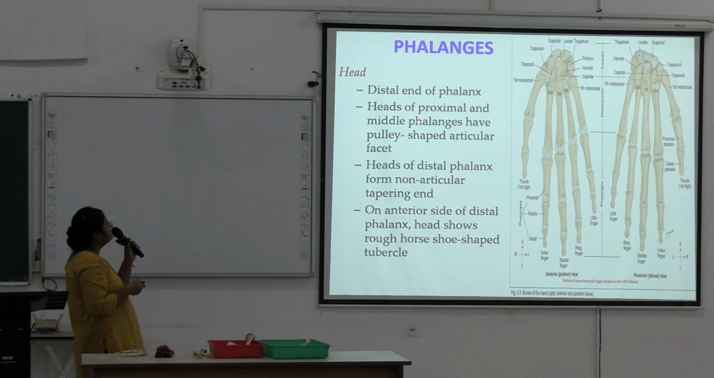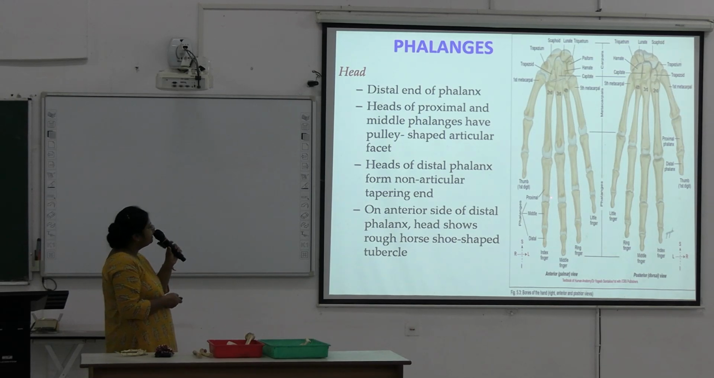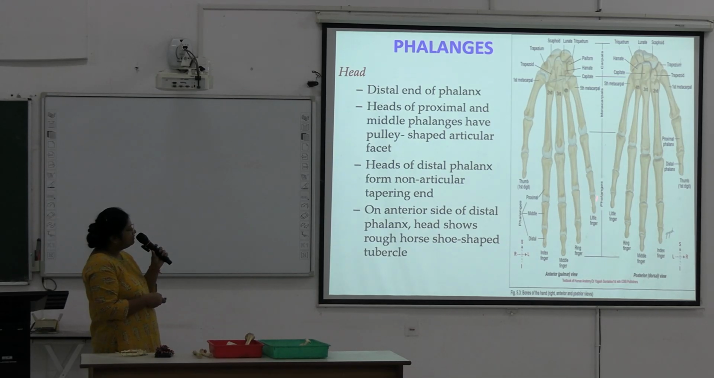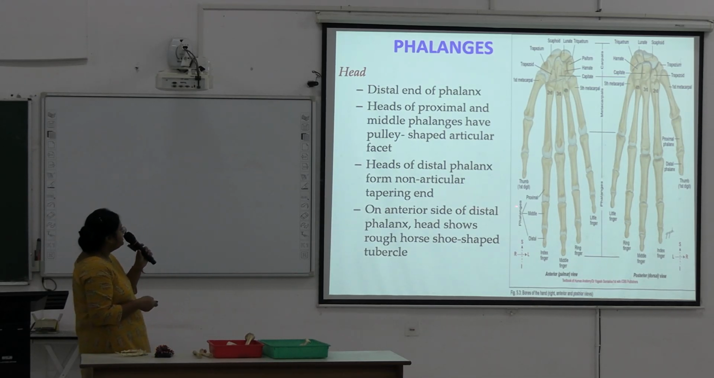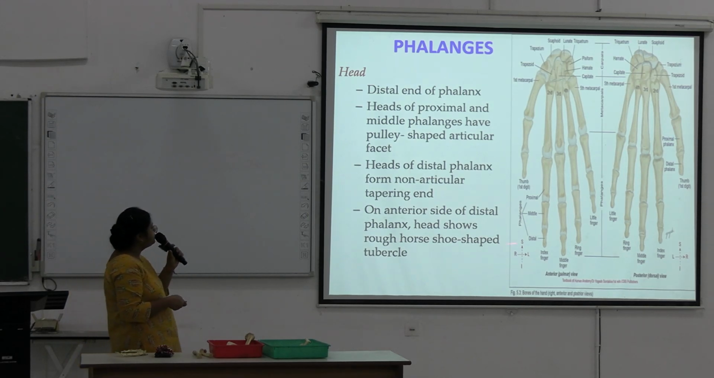The heads of the proximal and middle phalanges have a pulley-shaped articular facet. Here the proximal and middle phalanx have a pulley-shaped articular surface, and the head of the distal phalanx forms a non-articular tapering end. Non-articular because it is not articulating with any other bone, that's why it is tapering. And on the anterior surface of the distal phalanx, the head shows a rough horseshoe-shaped tubercle.